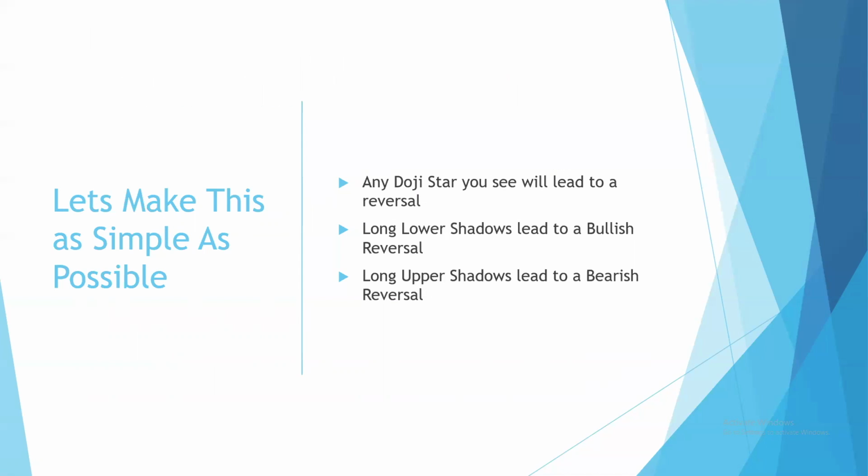Any Doji Star you see leads to a reversal. Long lower shadow leads to a bullish reversal, right? Long upper shadows are going to lead to a bearish reversal. Does that make sense? You see a Doji Star, it's going a different way than where it's coming from. You see a lower shadow, watch for it to push to the upside the next few days. You see a long upper shadow, it's going to be going down. Long lower shadow leads to the stock going up. Long upper shadow leads to the stock going down, right?